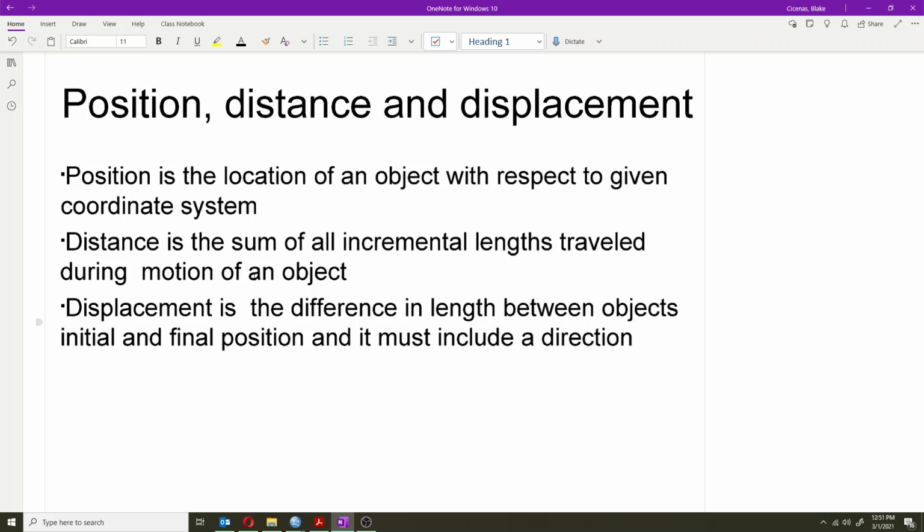I have been in a football game where somebody on my team ran the wrong way and subsequently got us a safety because he scored, so to speak. But yeah, you may have run 10 yards, but what direction did you run 10 yards? Ten yards is the distance. That direction is what makes it a displacement. And then position is where he ended up in the end zone. So that's the example I use.